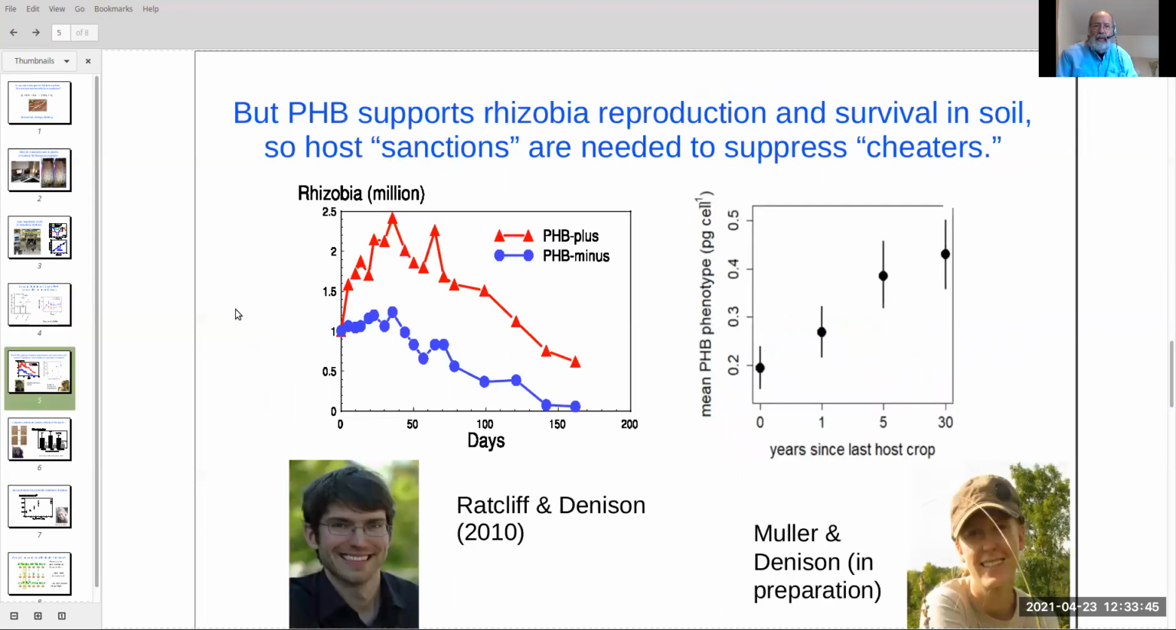But the PHB is beneficial to the rhizobia. It can allow them to reproduce even if they don't have an external food source of carbon. And in recent field work by Catherine Mueller, she found that as the rhizobia in the soil went longer and longer without a host crop, the strains that had hoarded more polyhydroxybutyrate, PHB, during symbiosis became increasingly predominant. So they were diverting resources to PHB that reduced the benefits to the plant, but it was beneficial to the rhizobia in terms of long-term survival.